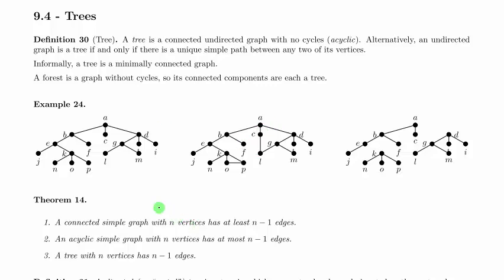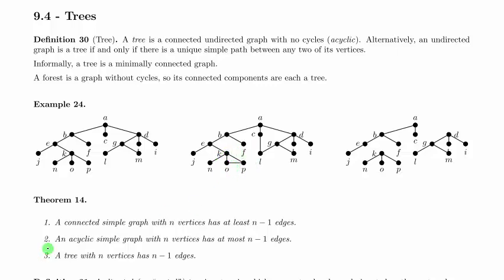So the next theorem gives us a relation between certain types of graphs and the number of edges. A connected simple graph with n vertices is going to have at least n minus 1 edges to it. In order to be connected, we have to have at least those n minus 1 edges so that we can go from one vertex to the next and have it connected. We could have more if there are additional connections between vertices, such as what we have here.